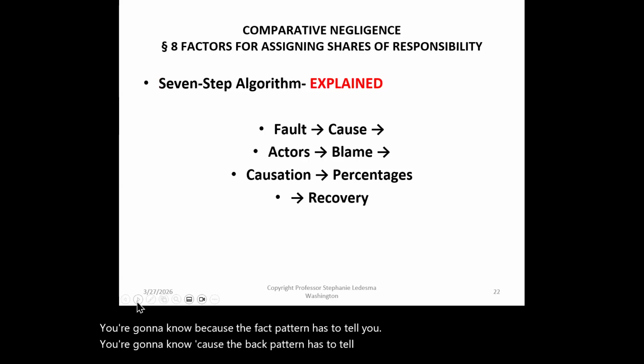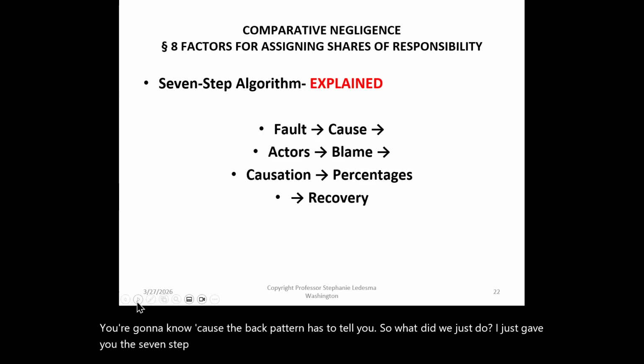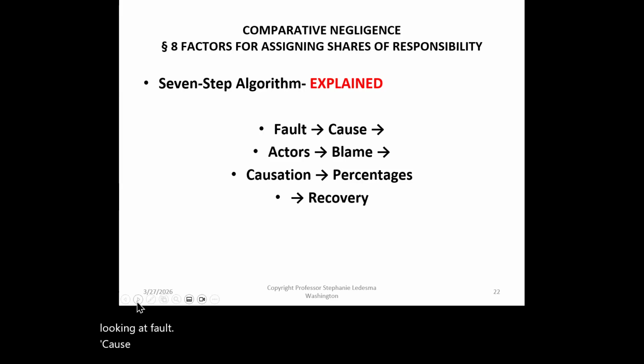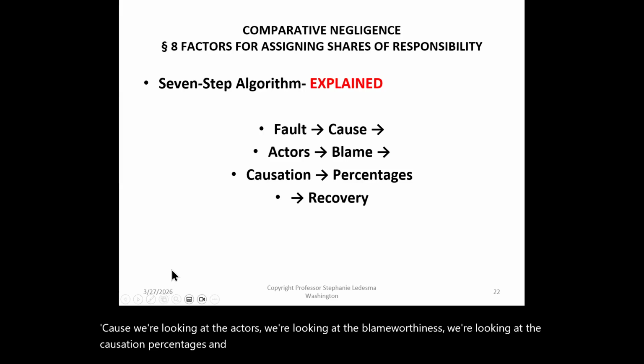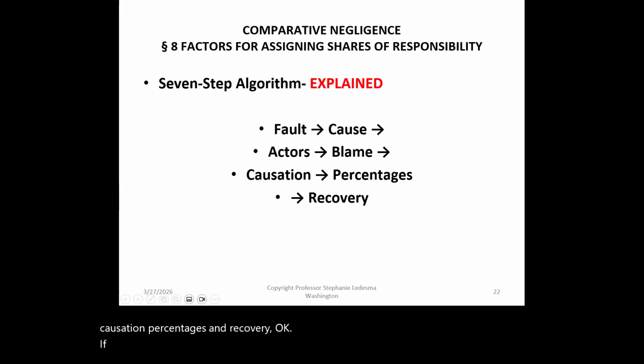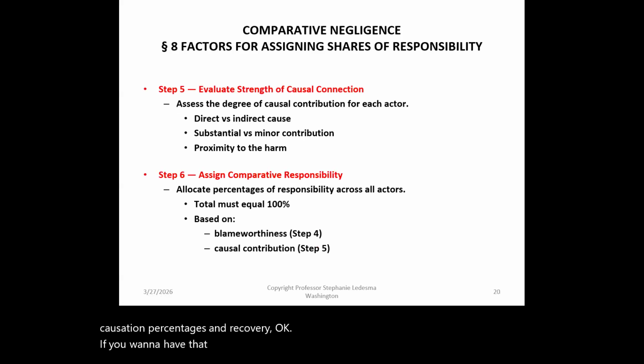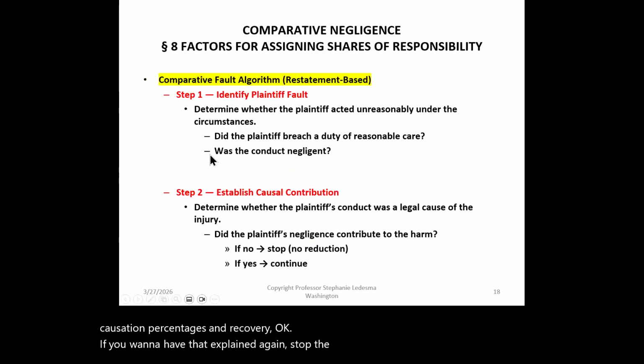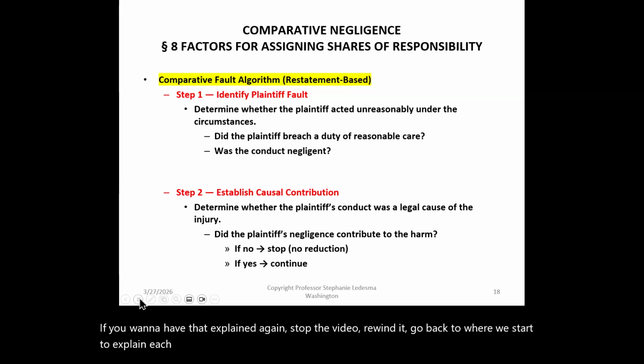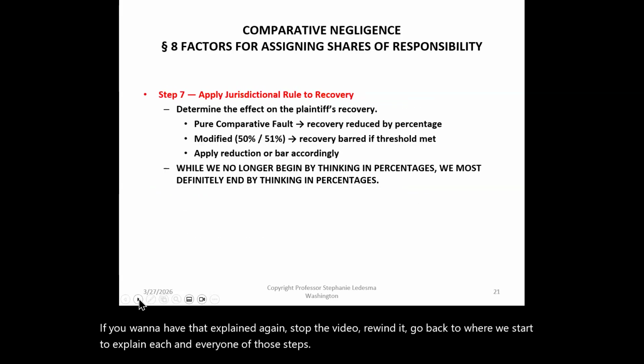So what did we just do? I just gave you the 7-step algorithm and I explained it. What are those 7 steps? Again, we're looking at fault, cause, we're looking at the actors, we're looking at the blameworthiness, we're looking at the causation, percentages, and recovery. Okay? If you want to have that explained again, stop the video, rewind it, go back to where we start to explain each and every one of those steps. Okay, let's move forward. Here we go.